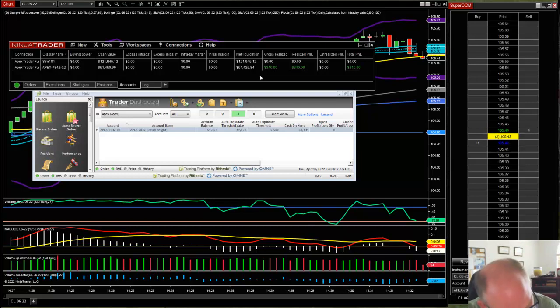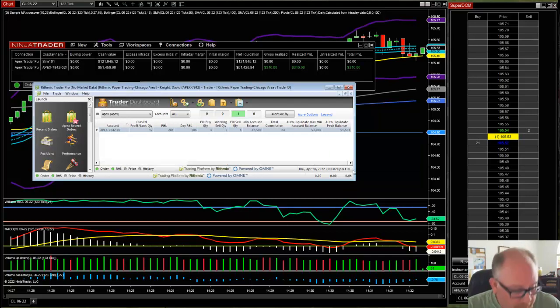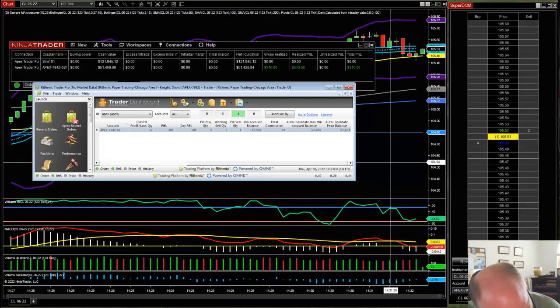I mean, its auto liquidate threshold value says 49,051. Account balance is 51,426. And we have a high account balance at 51,551. Take the difference between the 51,426 and this 49,051. We're at 2,375 on the threshold difference. Trailing stop.